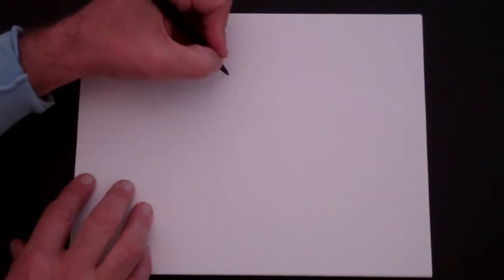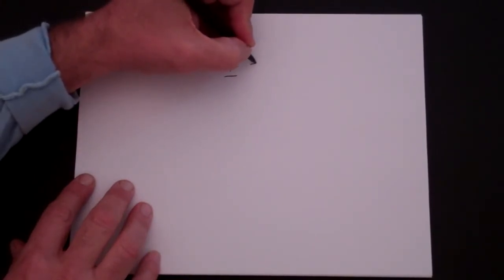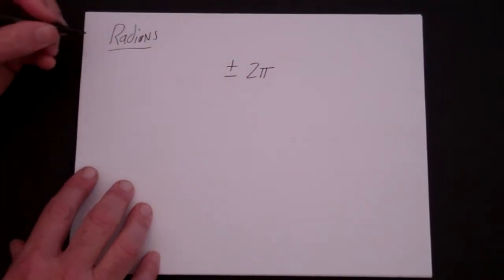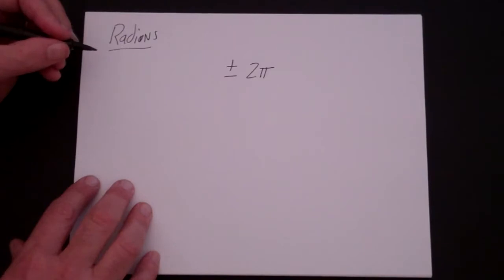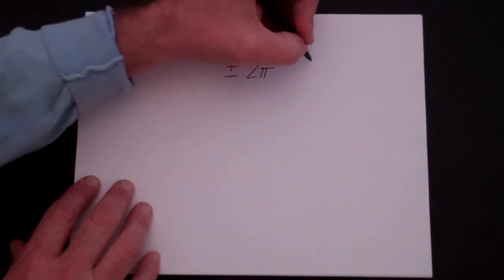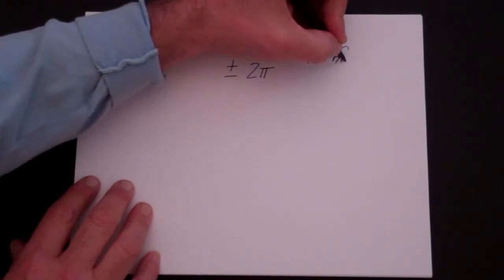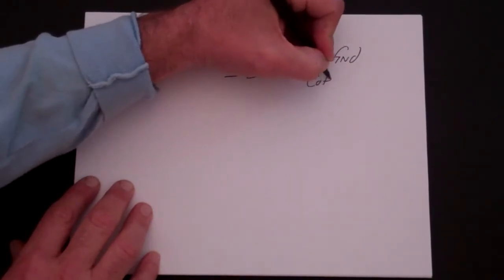What if you had it in radians? Let's think about how that would be different. If it was radians, what you would do is add or subtract not 360, but 2 pi. So that's how you find coterminal angles.